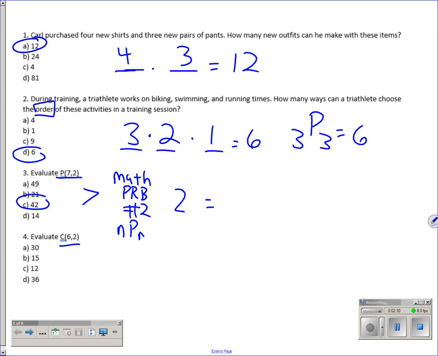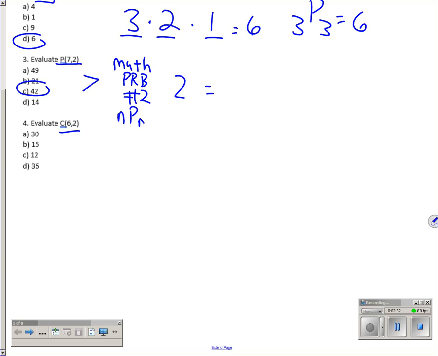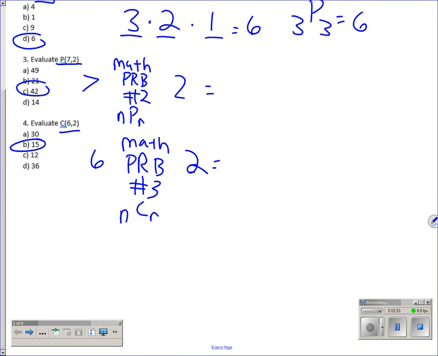Same thing for number 4 with combination. In this case, we're going to type in 6, then go to math, PRB, and choose number 3, which is nCr. Then type in 2. When you press enter, I end up getting 15. So just remember how to do this in the calculator. You might have one that's as simple as that on the test, but you also have some applications.